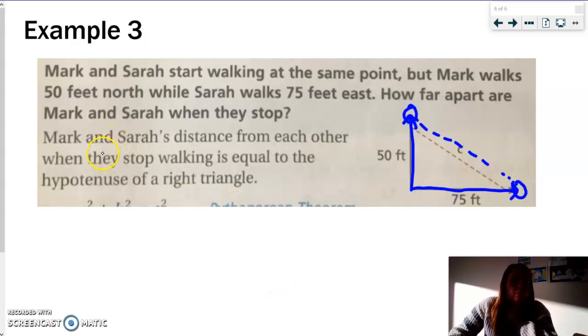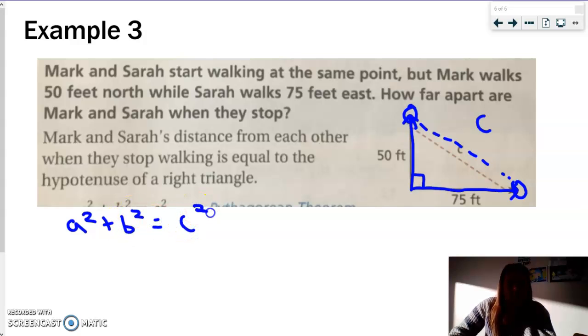Mark and Sarah's distance from each other when they stop walking is equal to the hypotenuse of a right triangle. So as you notice, they already had it diagrammed out. They're saying this is c. So we're going to use our formula of a squared plus b squared equals c squared. I don't know what c squared is, but I can either make a 50 or b. Maybe we'll make a 50.